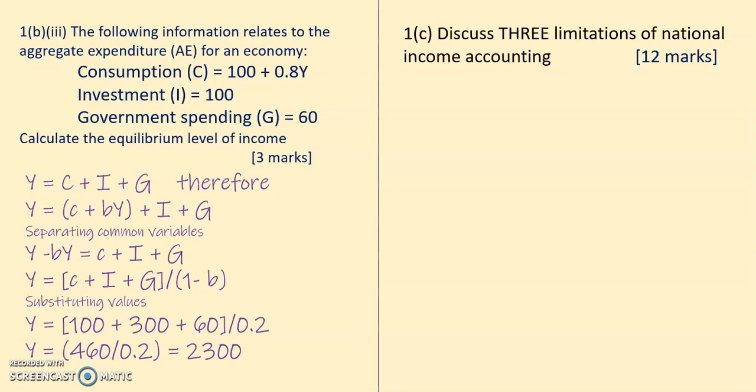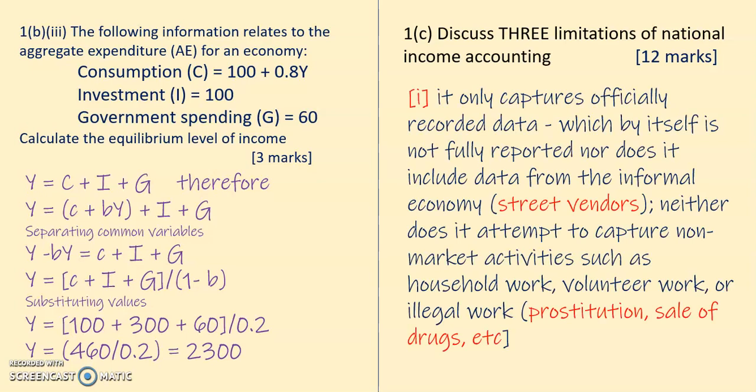Last question, I think. So this is the last question here. It says, discuss 3 limitations of national income accounting. All right. So 1, national income accounting information only captures officially recorded data. And even that data by itself is not fully reported, because we know lots of businesses don't really declare a lot of stuff to the government.